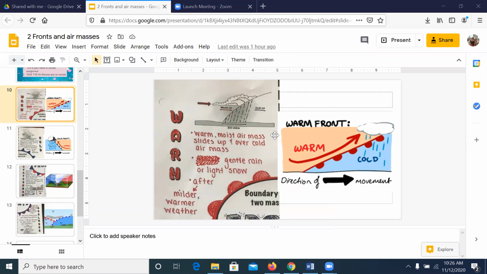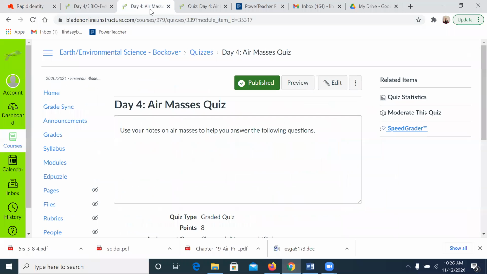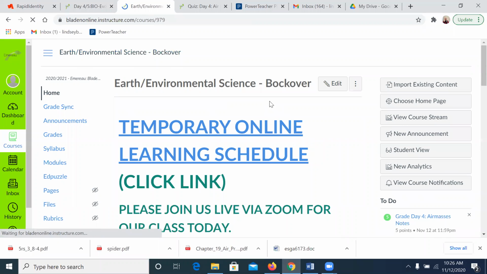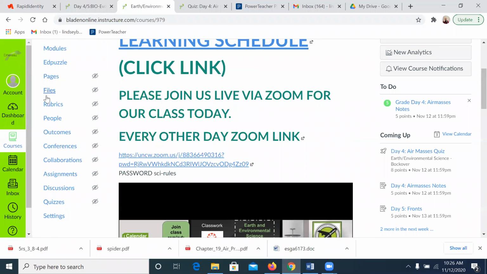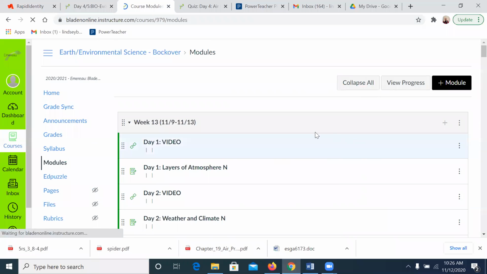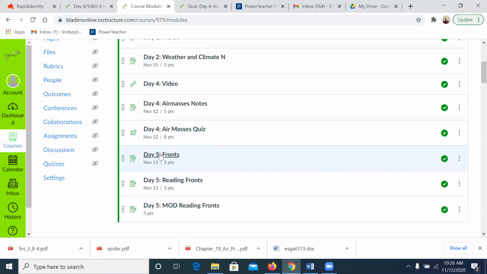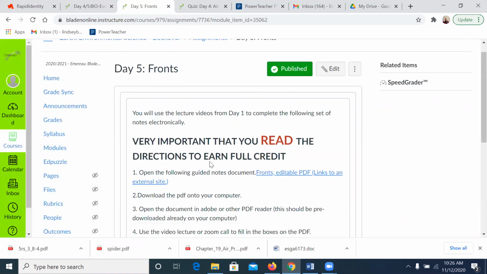To help you find where you're going, though, here's our Earth and Environmental class. You're going to go to modules to find what you're looking for. Our fronts are right here. Our notes for the day.